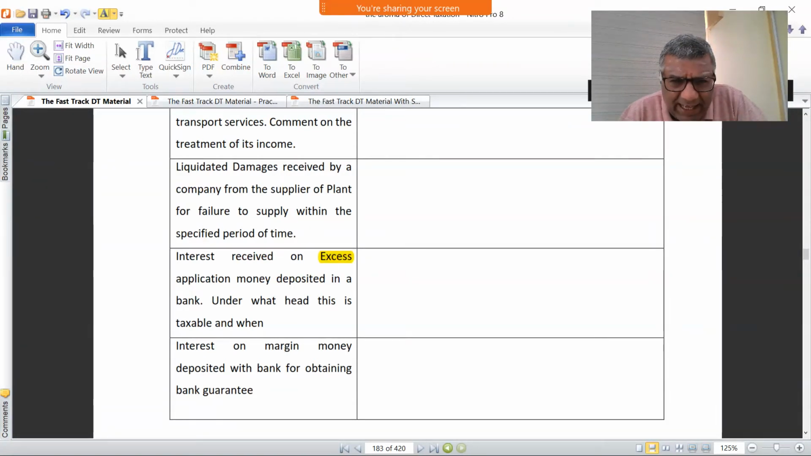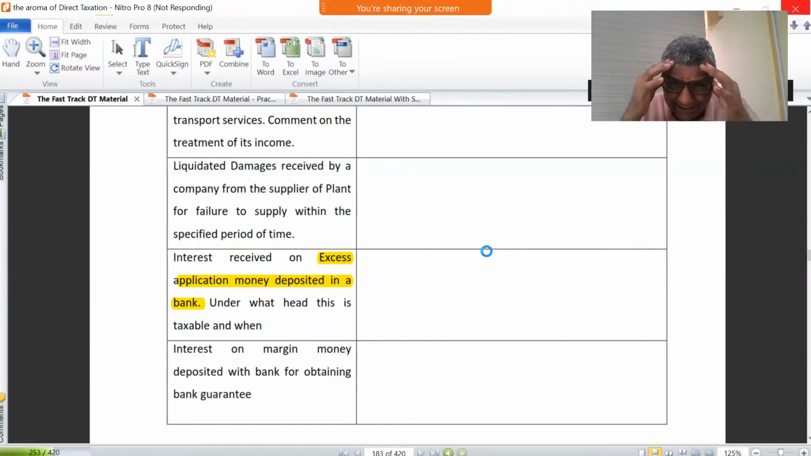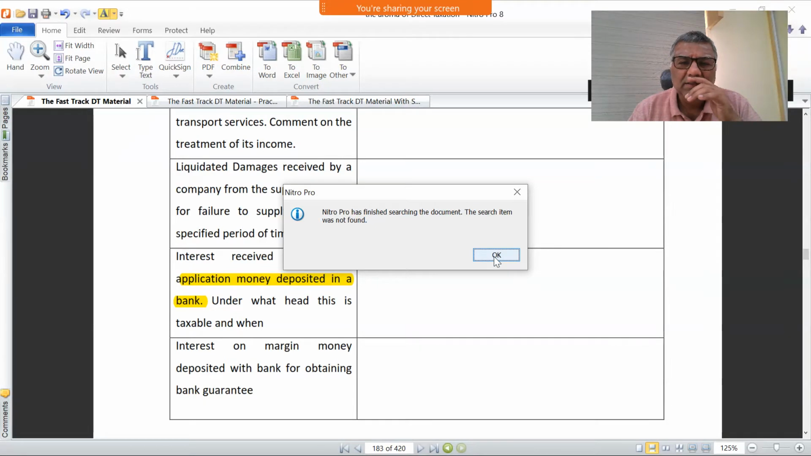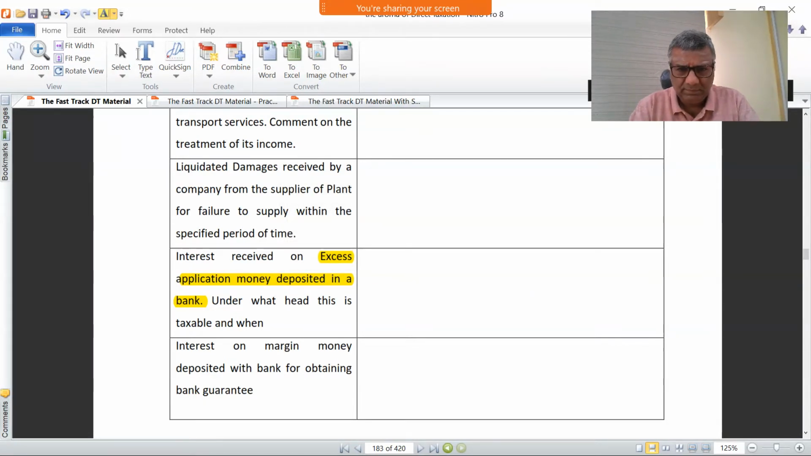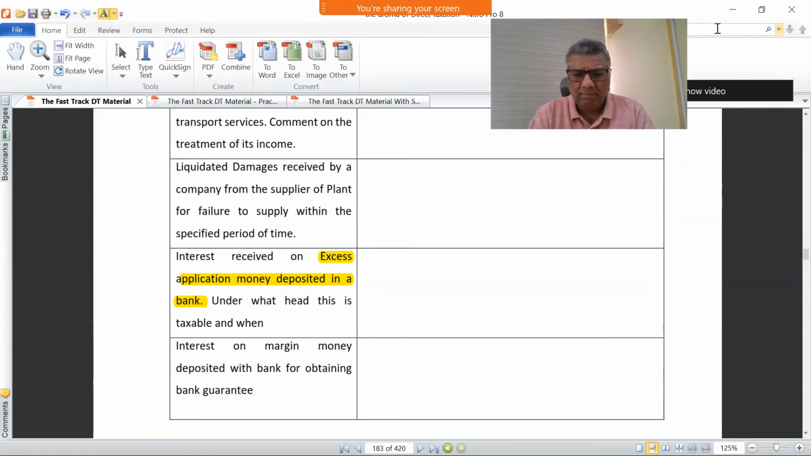Interest received on excess application money deposited in a bank is PGBP. Sri Rama Multi-Tech. It's a business income.